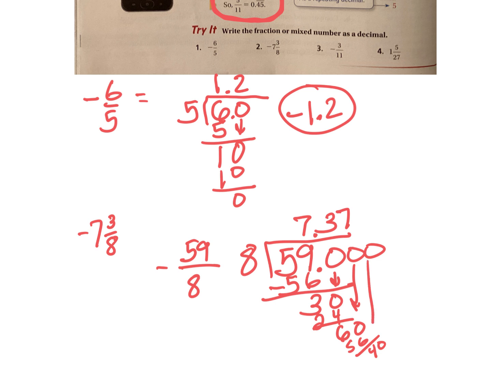Bring down my next 0. How many times does 8 go into 40? 5 times, and that's 40. And thankfully, 40 minus 40 is 0. So I am done. It's -7.375.